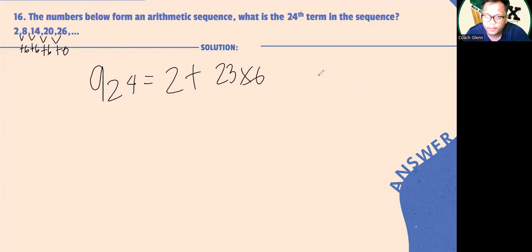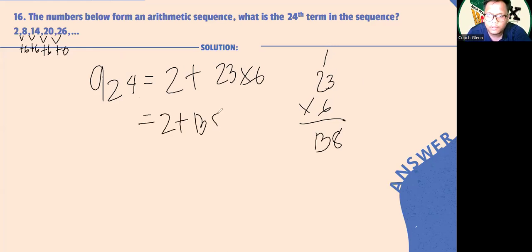So first, let's solve 23 times 6. 6 times 3 is 18, carry 1. 6 times 2 is 12, plus 1, that's 13. So that's equal to 2 plus 138, so that's equal to 140. So final value for a sub 24 should be 140.